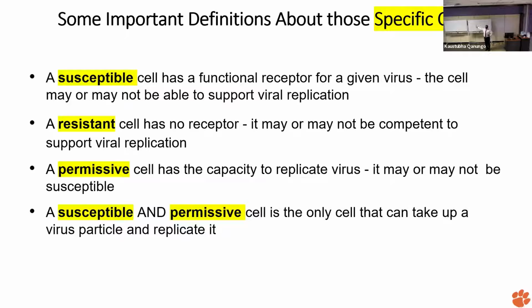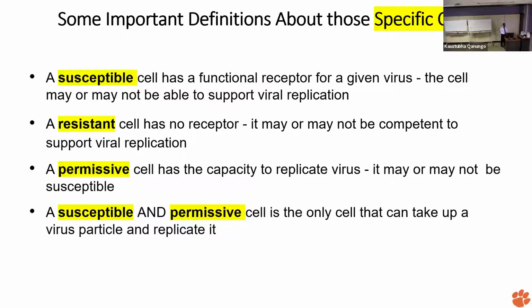Once it goes inside the cell, that resistant cell may support replication of the virus as well. So that's the important concept. Remember that. A susceptible cell means the virus can go in, but it may or may not replicate. In the same way, in a resistant cell the virus cannot go in. But if you have a means to put the virus inside the cell, and this is an artificial means, remember that, not a natural means, then it may or may not replicate.